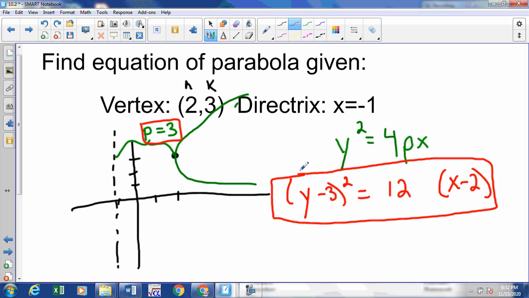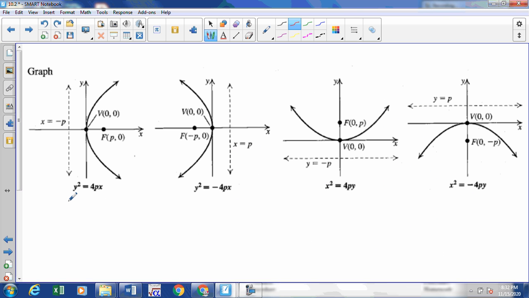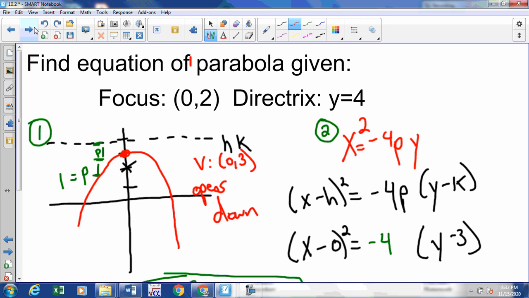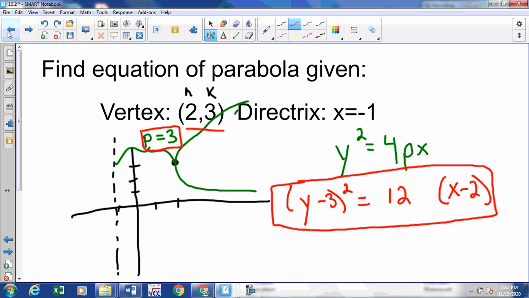So really, this is just a small step from what we did yesterday. We are just moving our vertex. And this really comes back to us understanding these 4 basic types. And from those 4 basic types, how do we move from the vertex to the focus, from the vertex to the directrix, and using that information to come up with the equation of our parabola, not at (0, 0).